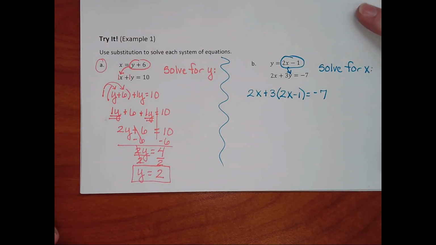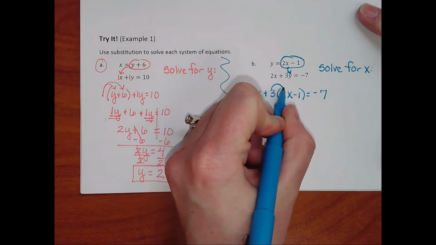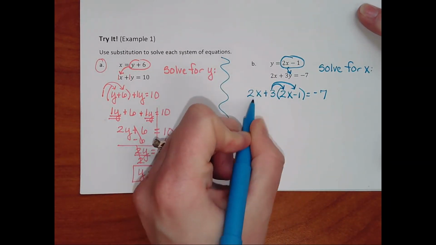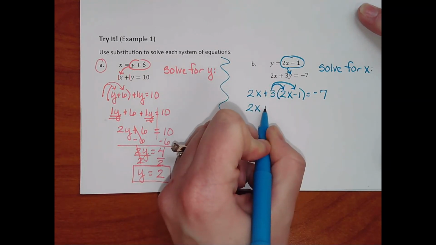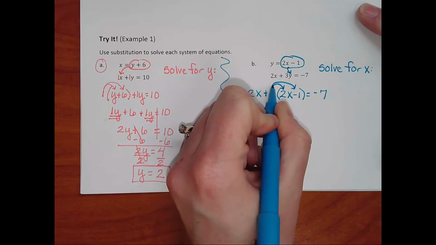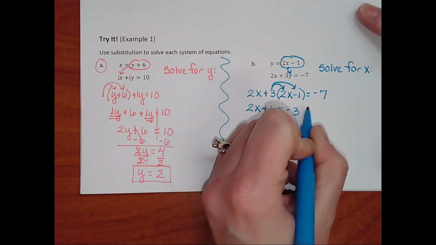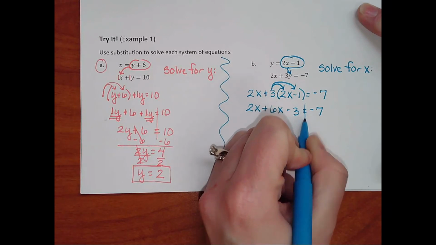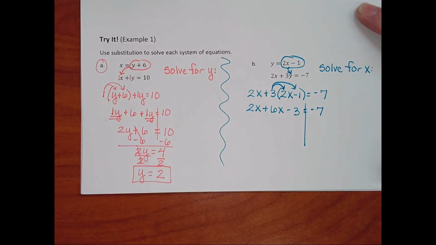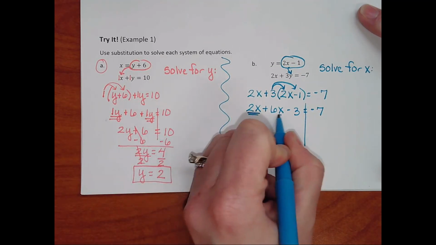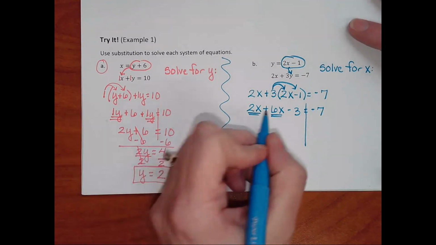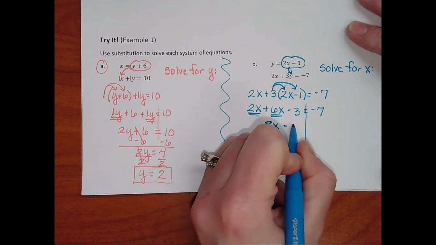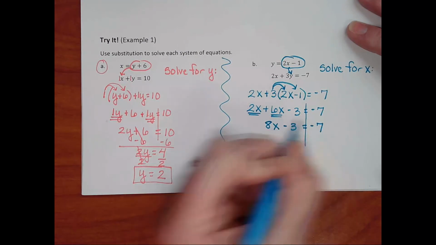So now you need to distribute. So we take the 3 and we distribute it in, bring down the 2x, leave that guy alone. Positive 3 times a positive 2x is a positive 6x. Positive 3 times a negative 1 is a negative 3 equals negative 7. Once we've done the distributing, now you're going to combine like terms, 2x plus 6x. So combine those together and we get 8x minus 3 equals negative 7.